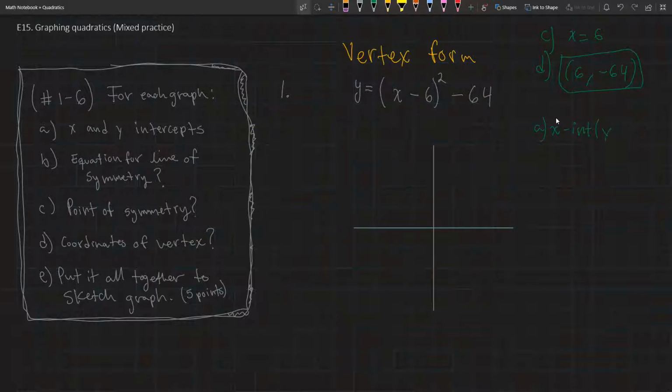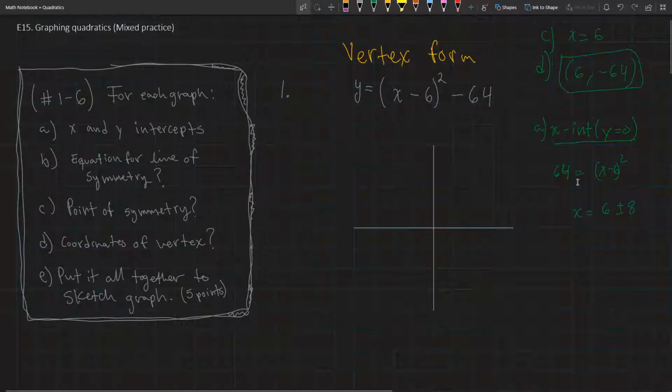But what do we know about the x-intercepts? They occur when y equals 0. Some of our favorite type of equations, we've done this before. When y equals 0 here, we're going to add the 64 to both sides and get 64 equal to something squared. So plus or minus 8, I hope you're thinking of plus or minus 8. The something inside is negative 6. So x equals positive 6 plus or minus 8.